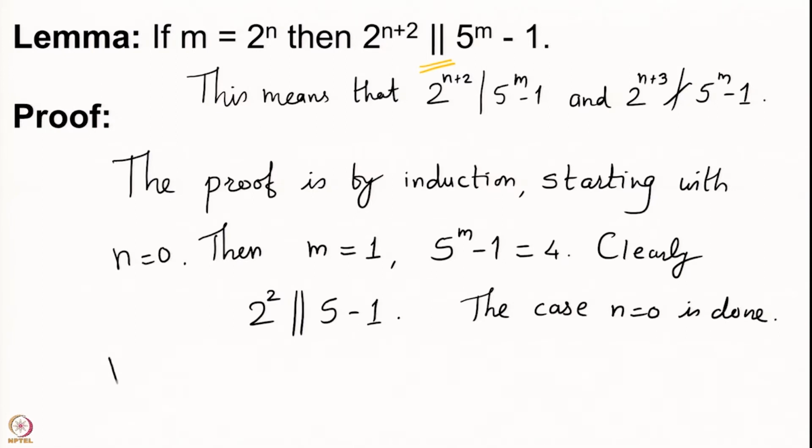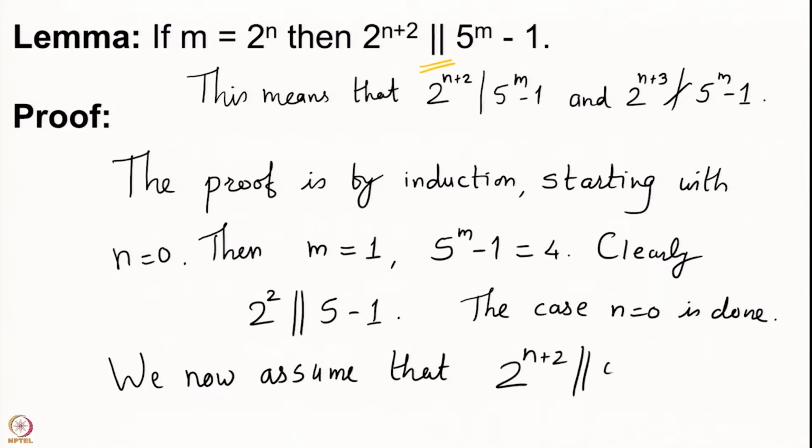We now assume the induction hypothesis, that 2^{n+2} exactly divides 5^{2^n} minus 1, and we will go to the higher n. So, we will look at 5^{2^{n+1}} minus 1.